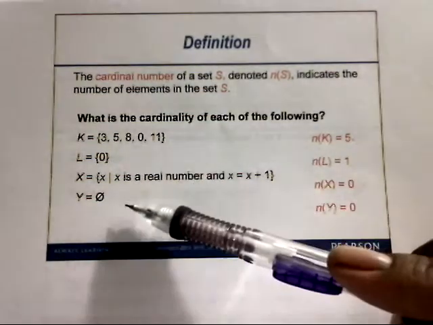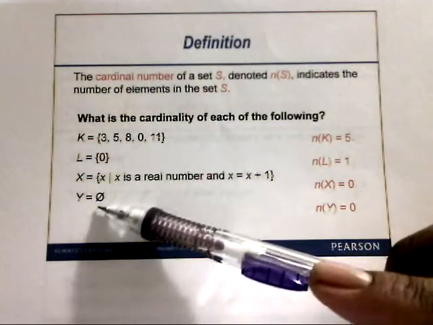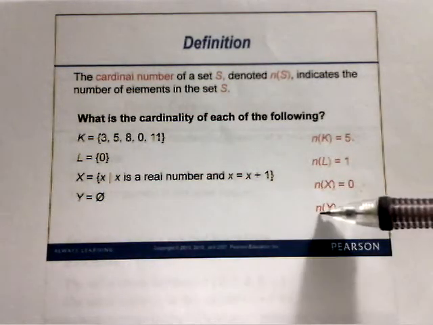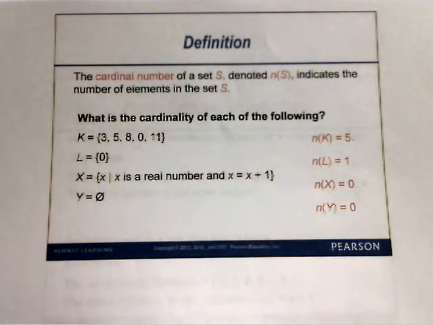And Y, which is the empty set, the circle with a slash is an illustration of what we call the empty set. So the number of elements in Y is 0.